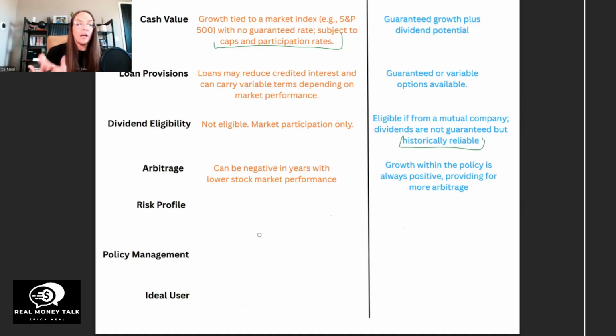Because the growth within the policy is positive, that gives you the ability to actually earn arbitrage. So even if the market tanks, your rate is staying the same. And so that's why you're able to create arbitrage more consistently within a whole life policy, because you have a guaranteed rate that's always going up and you're paying down on your policy loan.